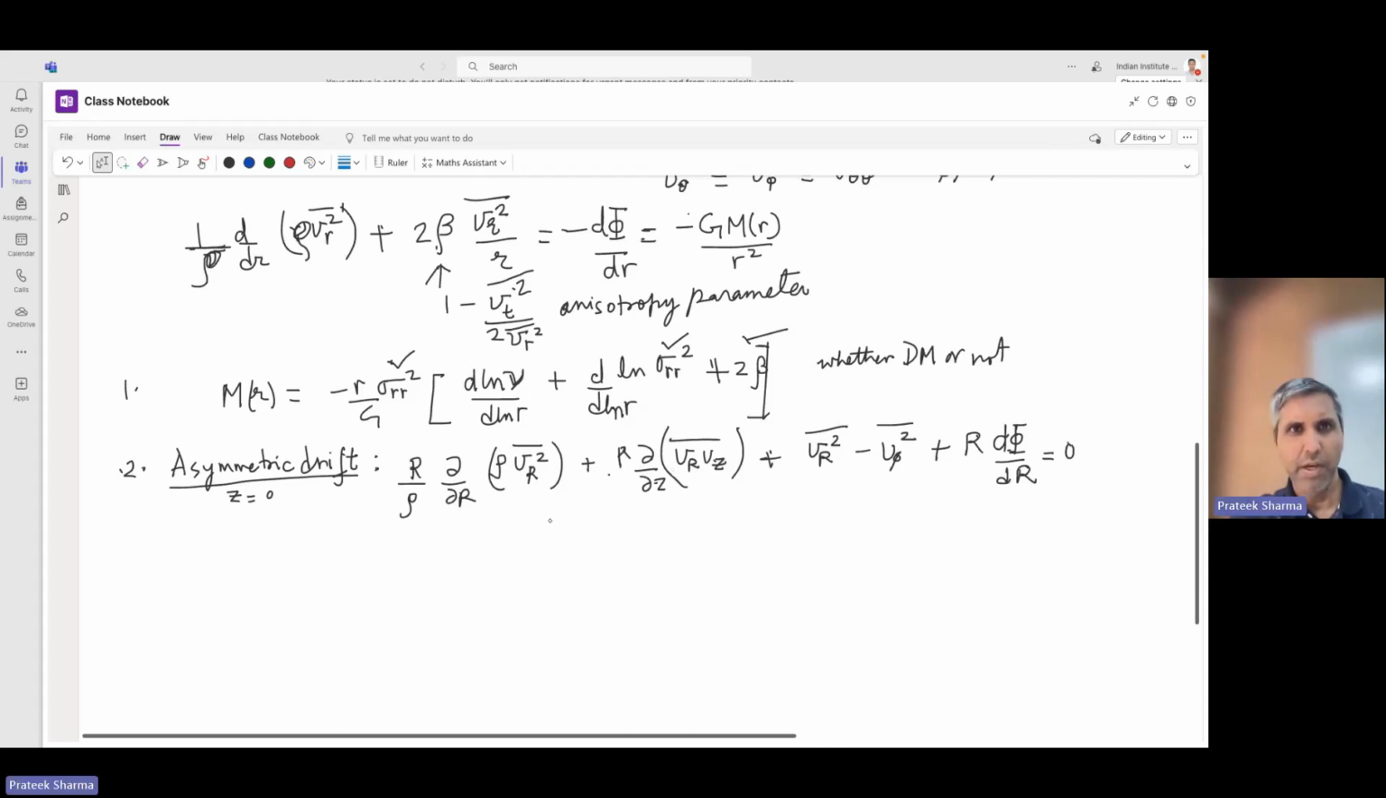Now, in the rotating system, what are your integrals of motion? Of course, your Hamiltonian is preserved because Phi is independent of time, so f is a function of (v_R squared plus v_phi squared plus v_z squared) by 2, and it's a function of L_z. L_z is a conserved quantity, so L_z is what? R times v_phi. These are two integrals of motion. If you assume that these are the only integrals of motion, which is a big assumption, then it gives you a lot of information.